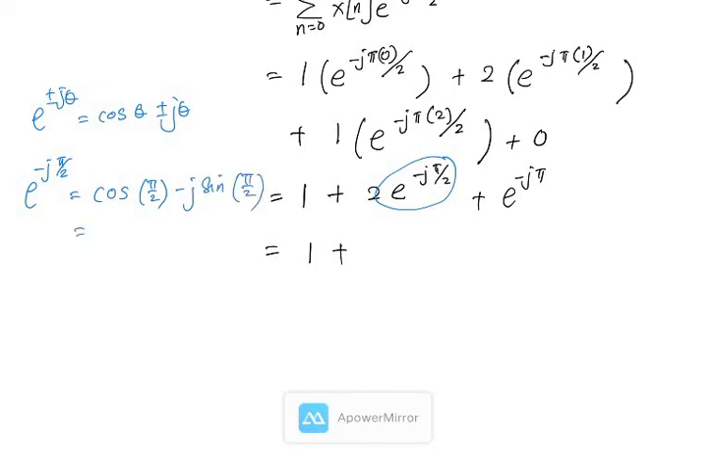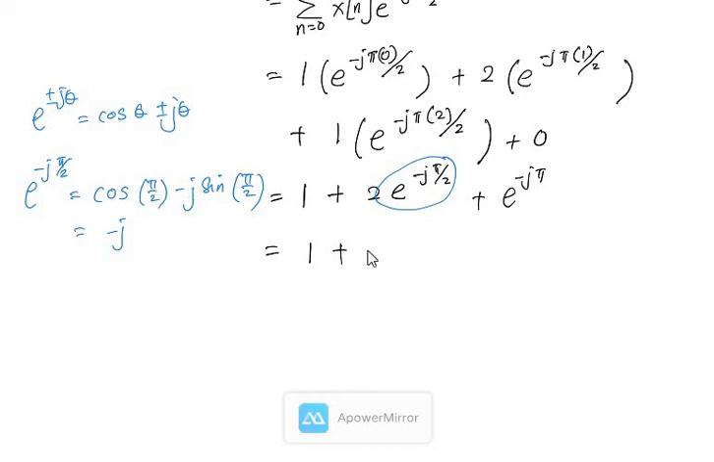Then you press the calculator. I have pressed the calculator and I obtain minus j. So make sure when you press the calculator, it is in the radian form, because you're using the pi.